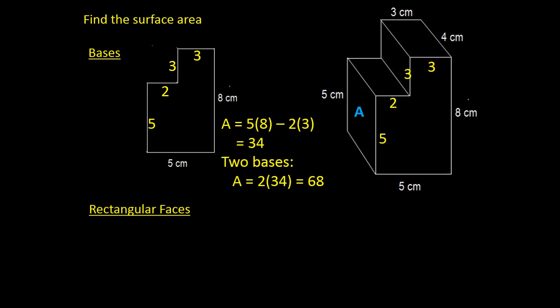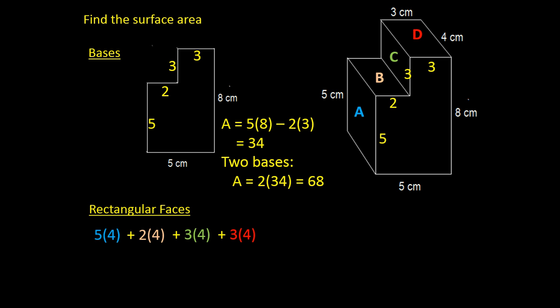So let's just label them so that we know what we're talking about. There's a face that we'll call face A that measures 5 centimeters by 4 centimeters. There's one that we'll call face B. It's kind of like the top of a step that measures 2 by 4. There's another rectangular face. It's kind of like the front side of a step. We'll call that C, and it measures 3 by 4. There's kind of a top step to this that measures 3 by 4.